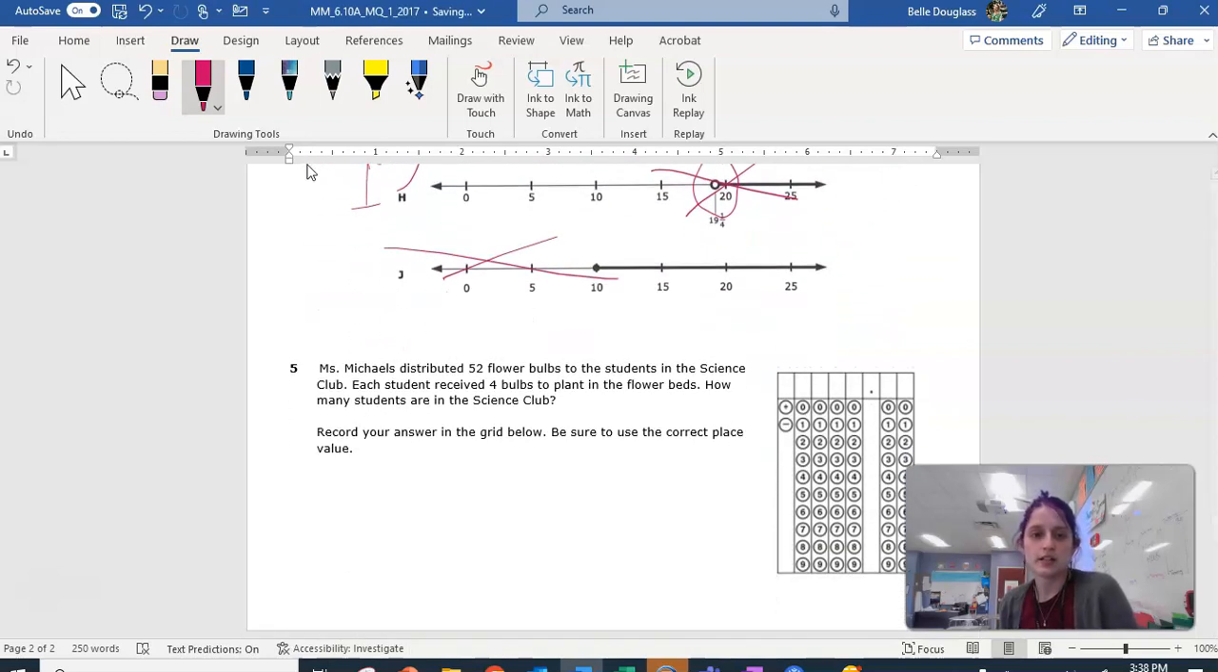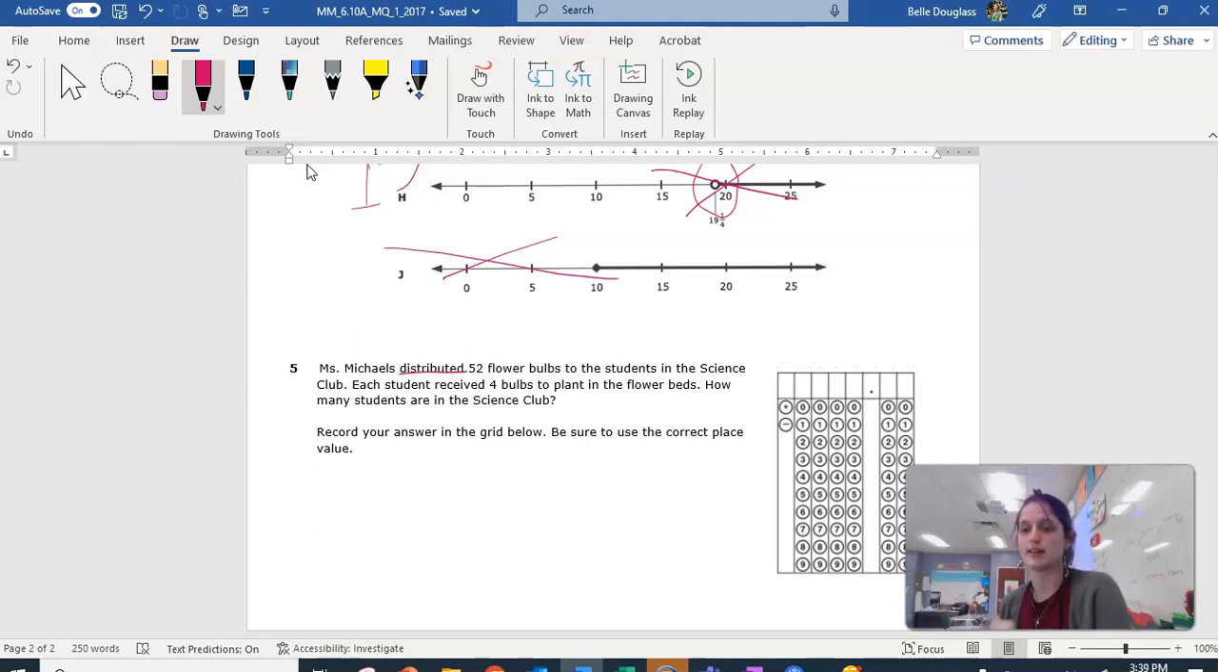Last problem. Ms. Michaels gave out 54 flower bulbs. That's like the root system before a flower actually blooms. So kind of like the seeds for flowers. 54 of them, she gave them to different students. Each student gets 4. Here, you get 4. Next kid gets 4. Next kid gets 4. I don't want any extras. No leftovers. How many kids can you hand 4 to?